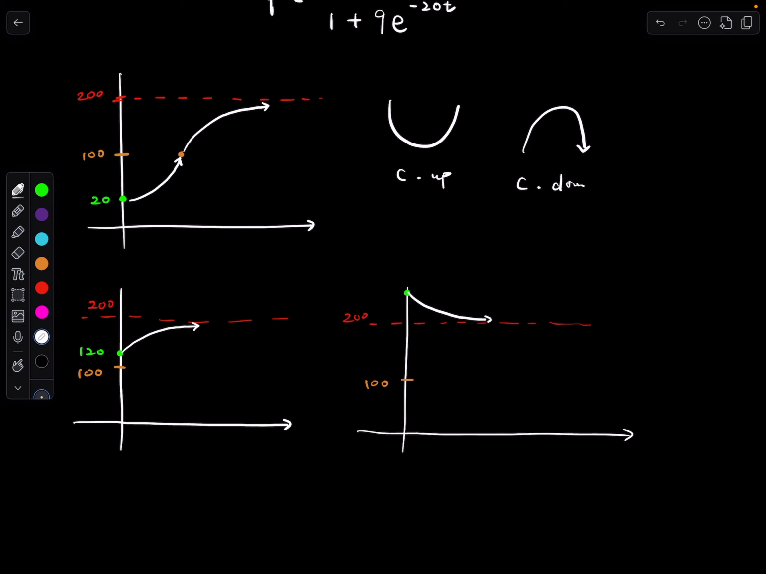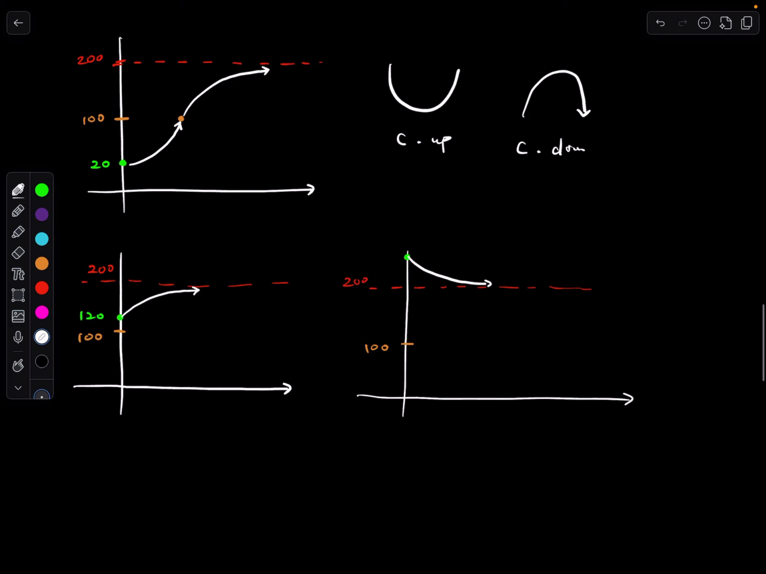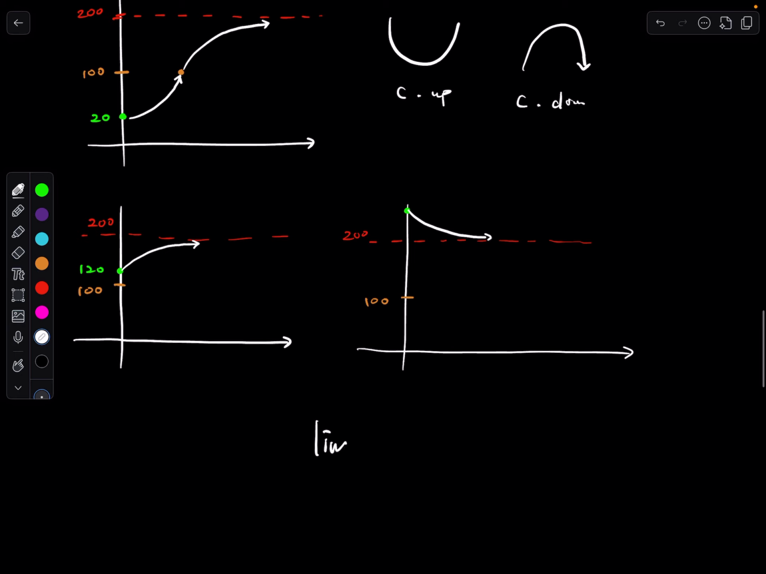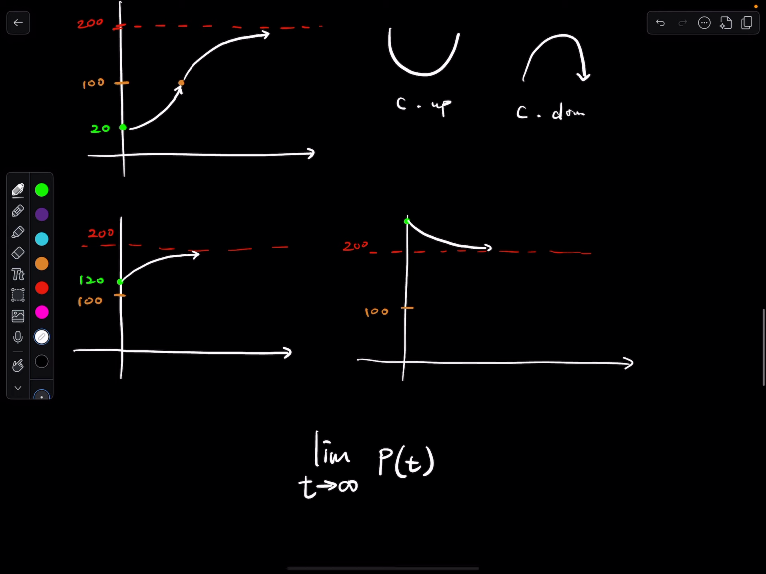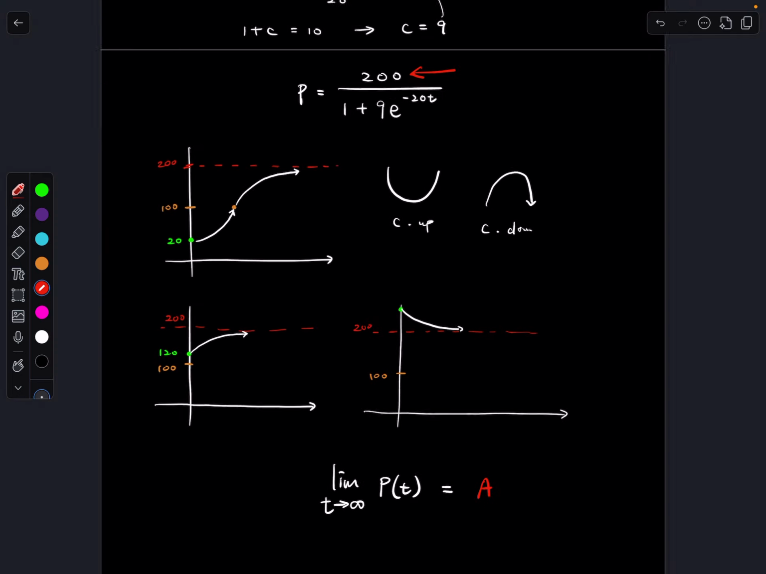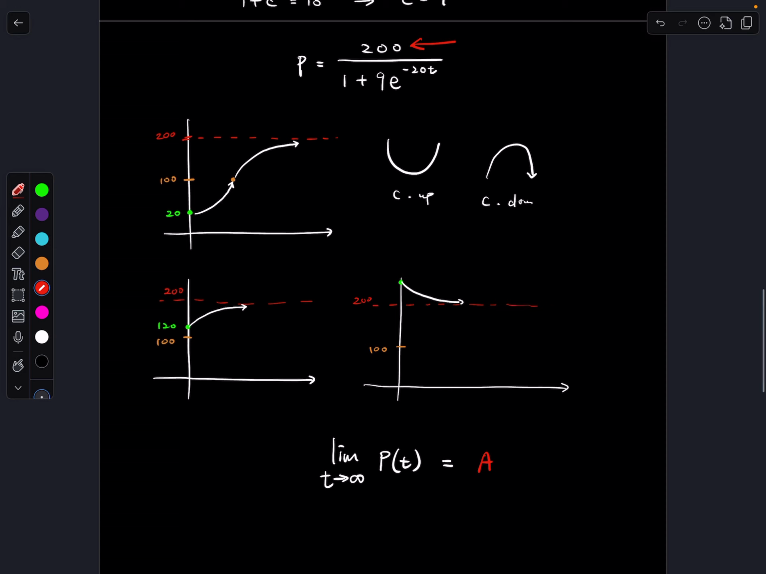And that is something that the AP test really likes to test people on. So you need to remember that the limit as time approaches infinity of your graph P, no matter where your initial value is, as long as it is a logistic growth model, will go to A, which is your carrying capacity. That's basically all you need to know about logistic growth model for the AP BC test.